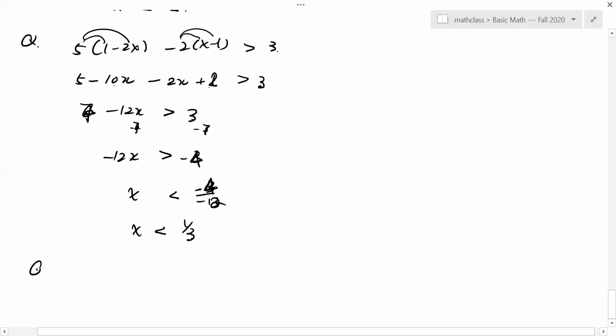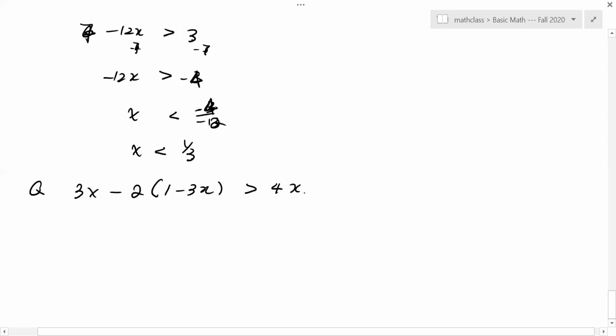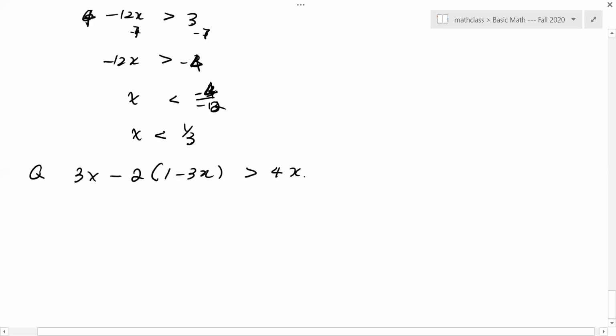Okay? So let's take a look at the next problem. I want you to do 3x minus 2 times 1 minus 3x greater than 4x. Can you try to solve for x? Okay, so 3x minus 2 times 1 minus 3x greater than 4x. Please go ahead and work this out.